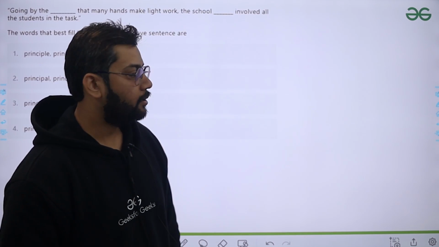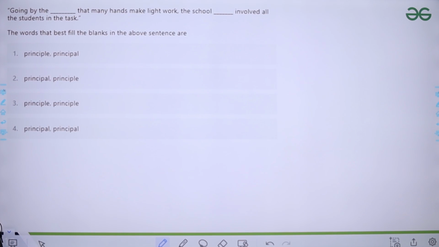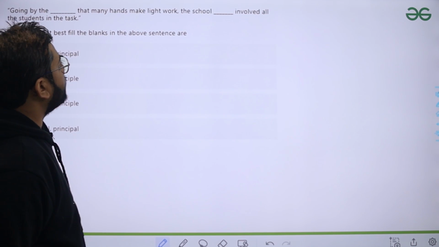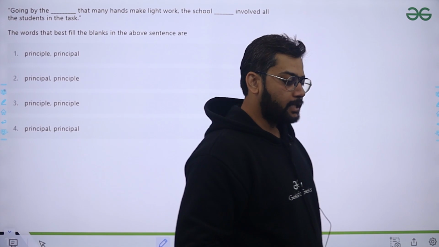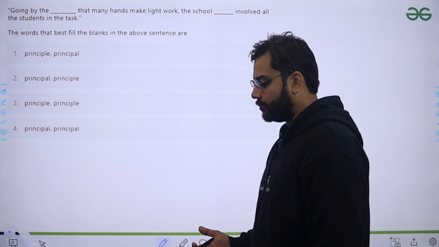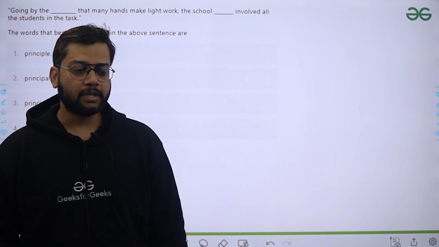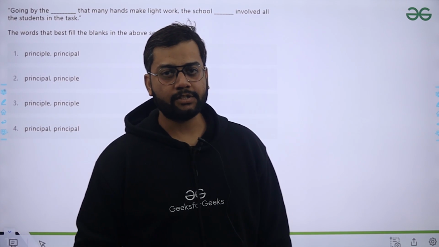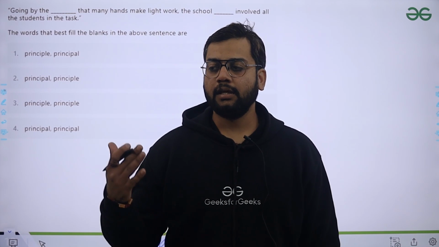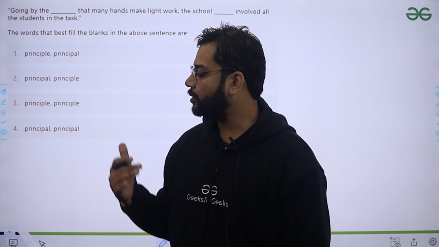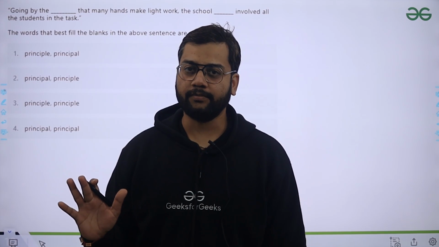Next, by going by the dash, okay, that many hands make light work and the school dash involve the student in the task. Which word best fills the above statement? Now, fill in the blank statements came in the examination. They also usually come for 1 mark. Sometimes they give you one paragraph, and on the basis of that paragraph you have to interpret the idea and then find what will go in the blank, or sometimes they just generally give you the fill in the blanks.